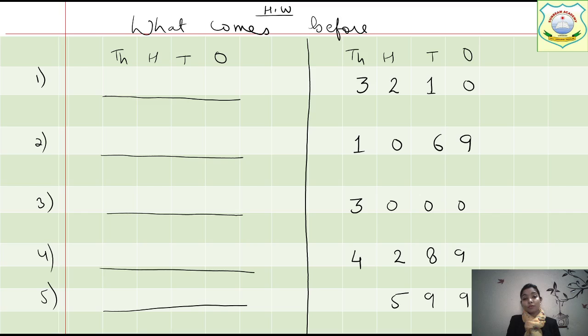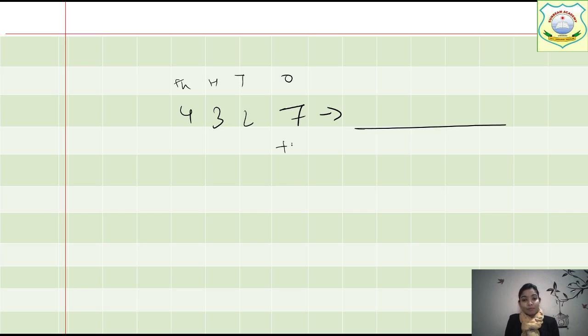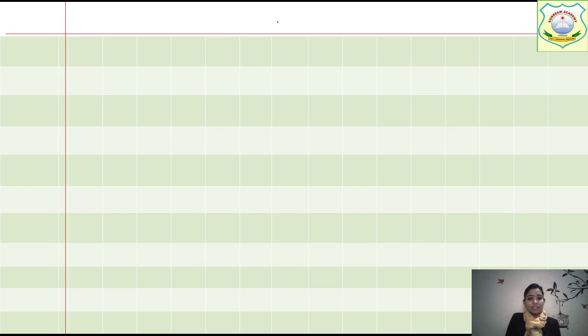Now we will be proceeding to the next topic, that is what comes after. Okay, मतलब उसके बाद क्या आता है. So for example, there is a number 4327. Now इसके बाद क्या आता है? For that what we have to do, ones, tens, hundreds. So ones place पे हम क्या करेंगे, +1. So what we have got, 7 plus 1, 8, 2, 3, 4, as it is other number. Got it? So now let's start the classwork.